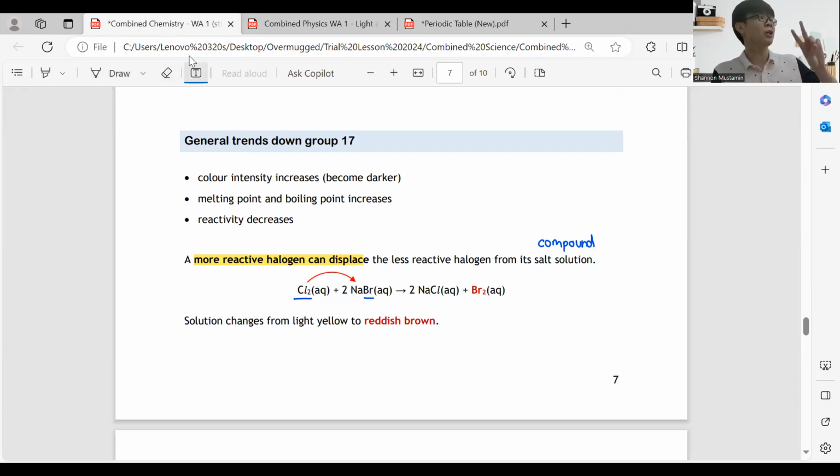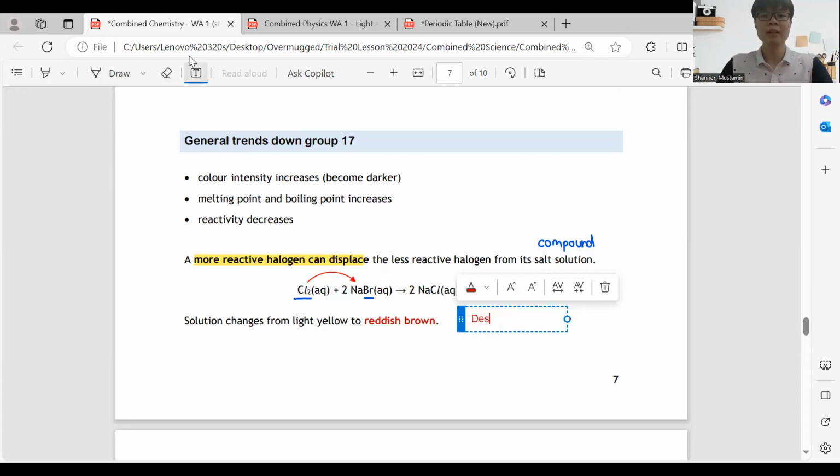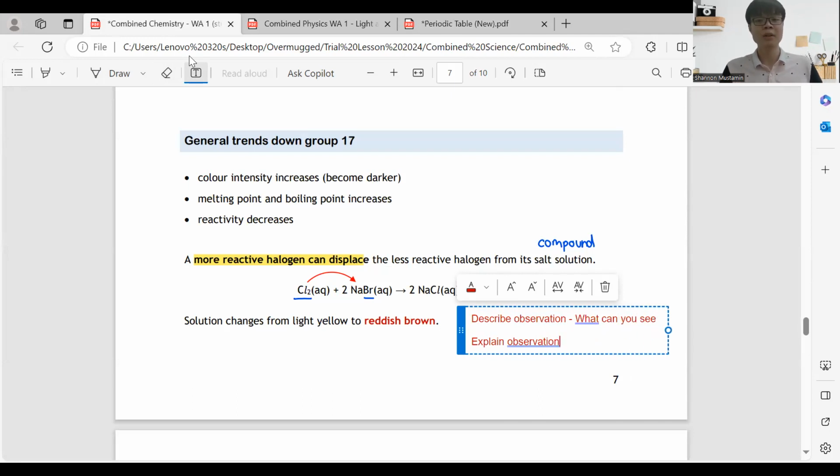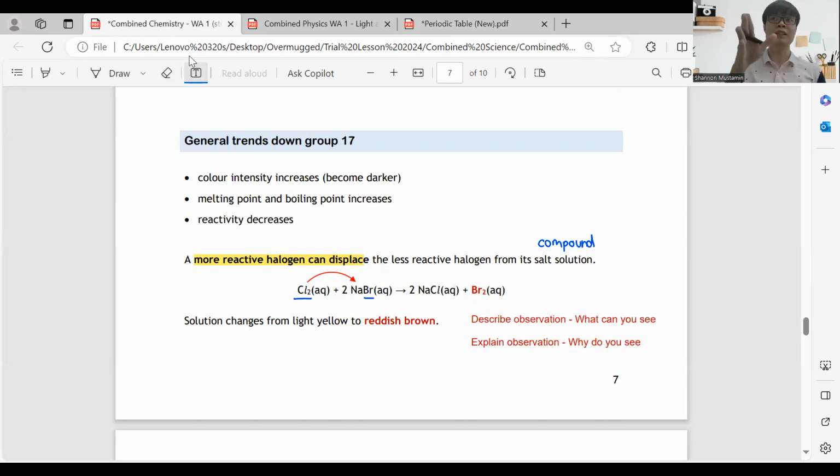Take note of the two question types for displacement. Describe observation. Explain observation. Sometimes they can link into one question, or sometimes they can separate the question, part one, part two. Take note of the question requirement. When they say describe, you tell me what you can see. When they ask you to explain observation, why do you see it? So I'm going to give you a sample using this over here.